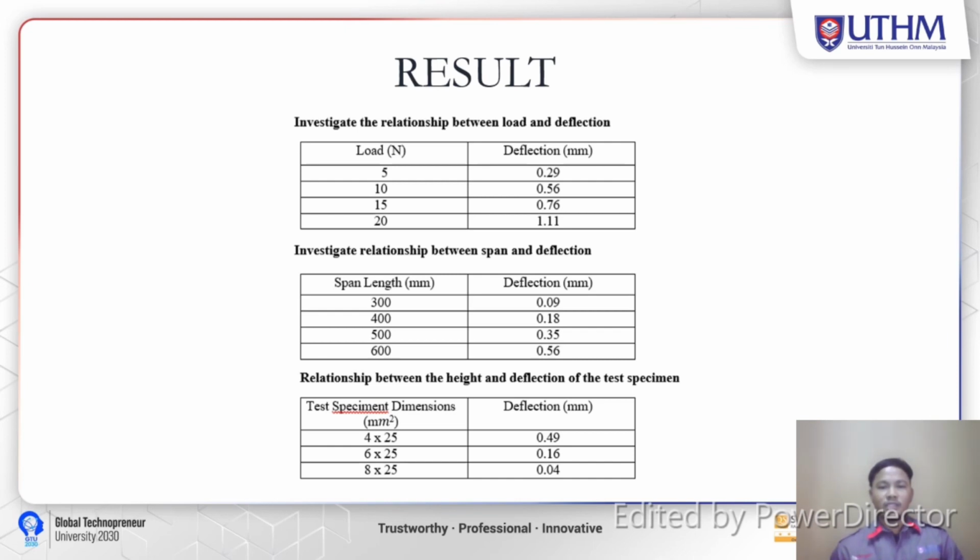The first table is the result of investigating the relationship between load and deflection in experiment 1. Table 2 is the result of calculation from experiment 2, that is investigating the relationship between span and deflection. And the third table is the result from calculation for the third experiment, that is the relationship between the height and deflection of the test specimen.